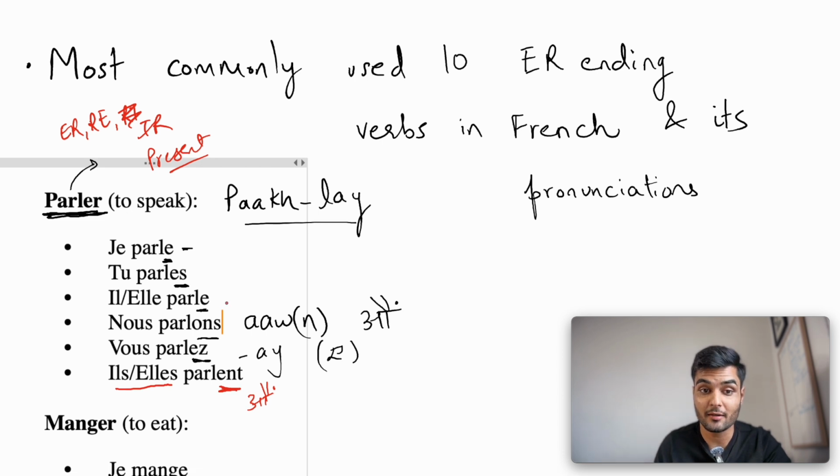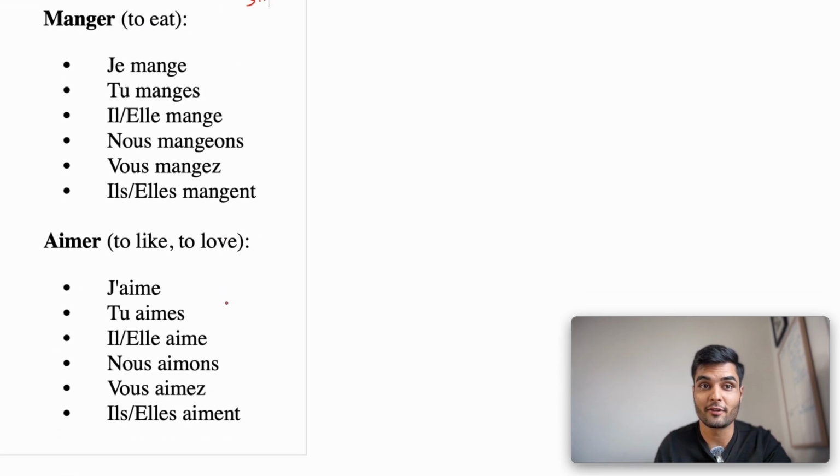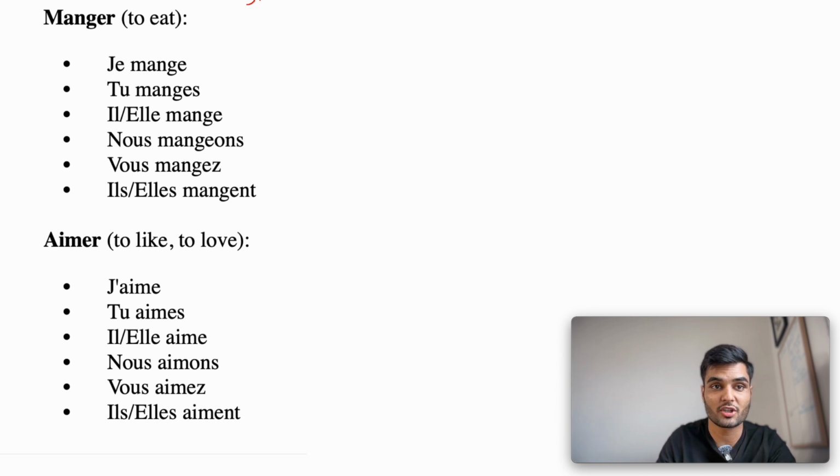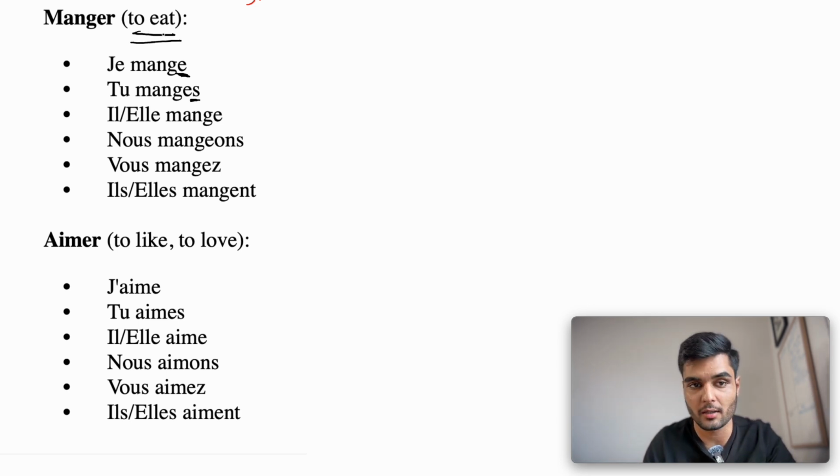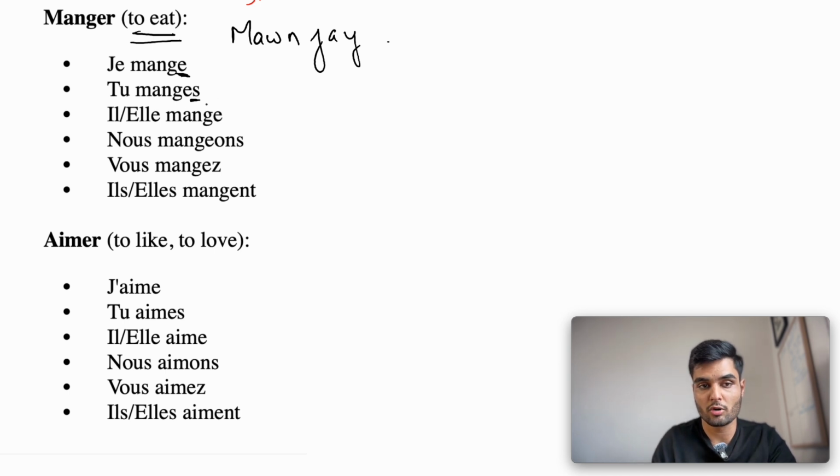The same thing will happen with manger. If we take the example of manger, first of all, the meaning of manger is to eat. What happens with manger is je mange, tu manges, il, elle mange. Nous mangeons. Vous mangez. And then ils, elles mangent. Not mangeons, mangent, pronounced mange.